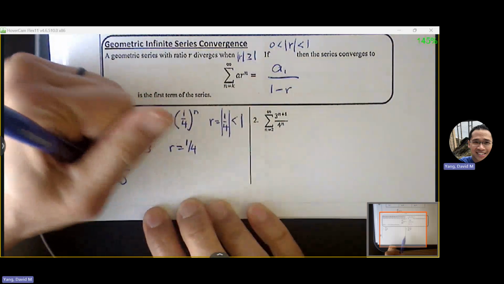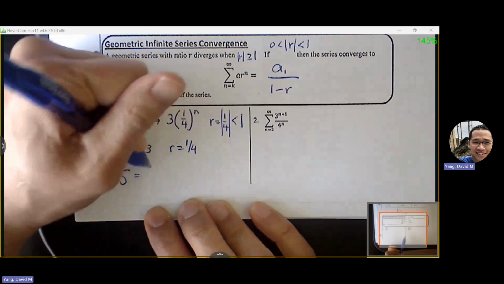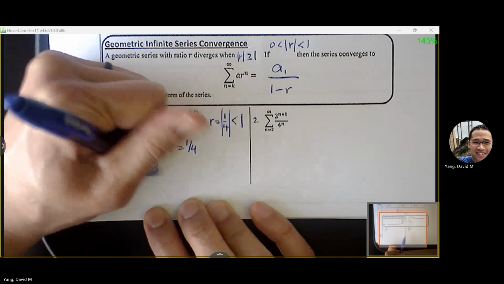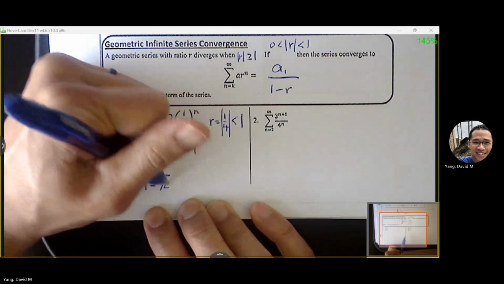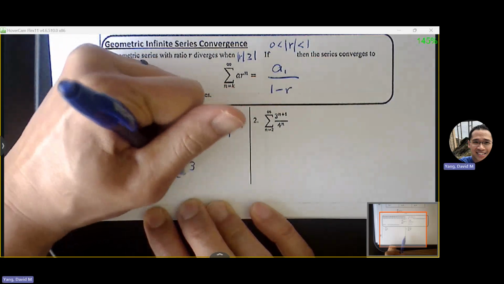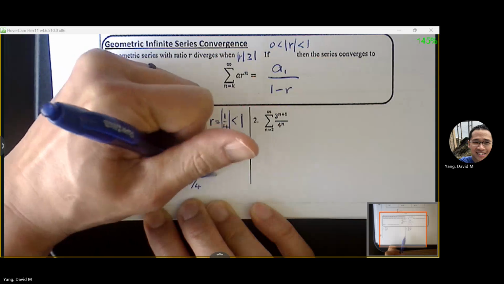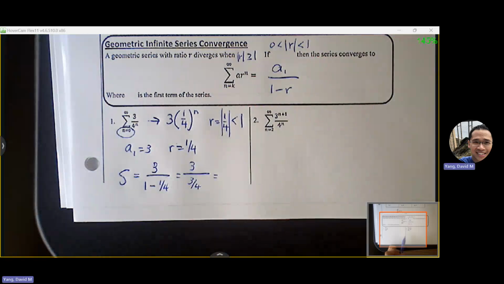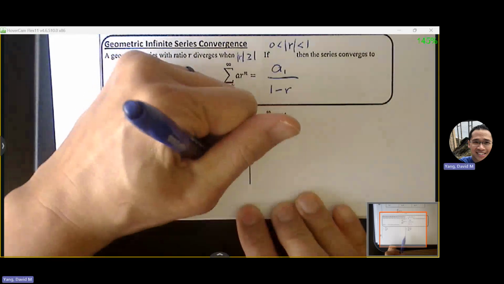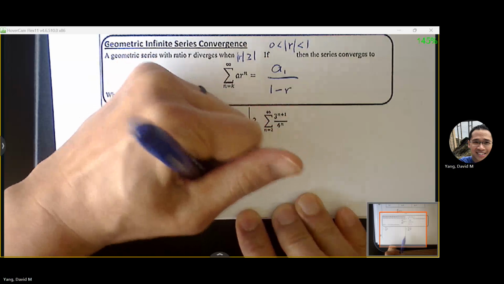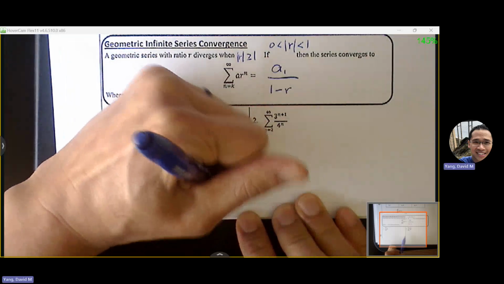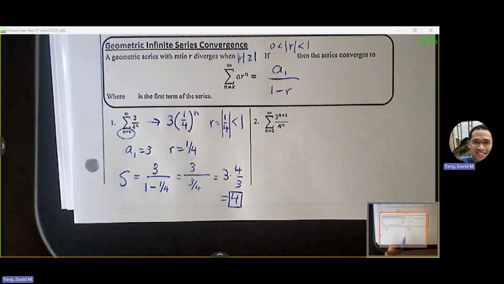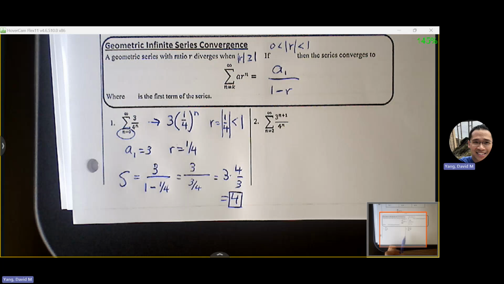All right, so then my sum of this infinite series is just a sub 1 divided by 1 minus r. Three divided by 3/4, the same thing as 3 times 4/3, which is 4. So we can actually add up all these infinite numbers of terms. Because the ratio is less than 1, we can find that the sum will get closer and closer towards 4.